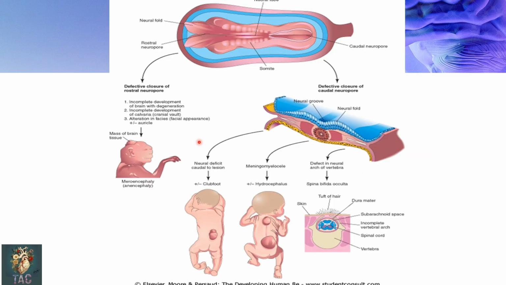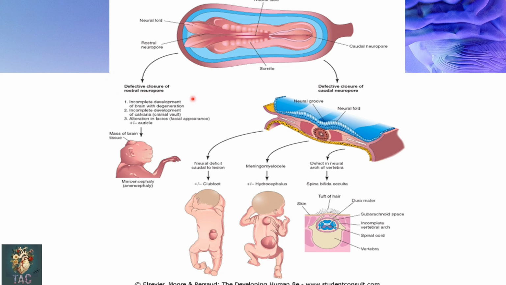Again in this diagram you can see the neural folds which are developing, and when these neural folds fuse in the midline, they close the neural tube, and the neural tube will be formed. Sometimes the cranial as well as the caudal neuropores are present, through which the neural tube communicates with the amniotic cavity. So this is the cranial neuropore, and this is the caudal neuropore.